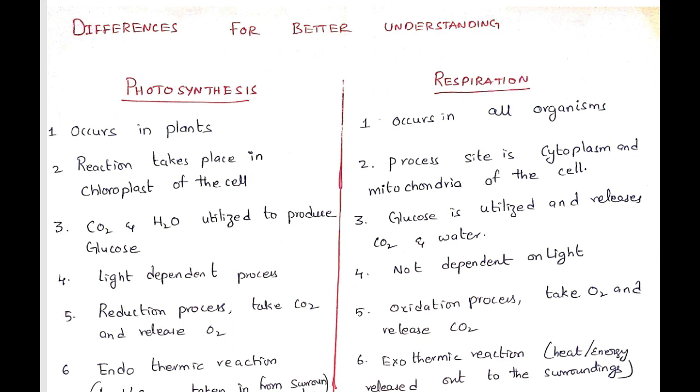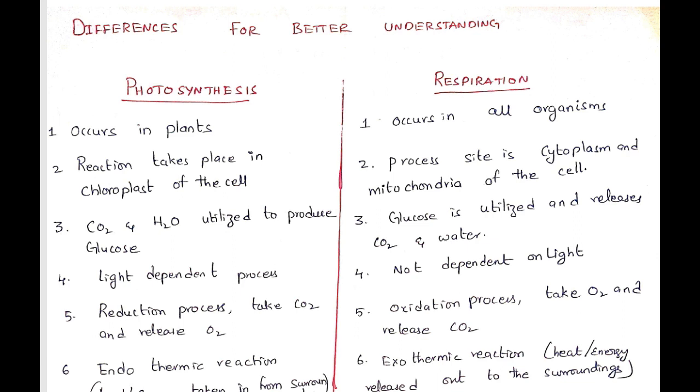And respiration occurs in all organisms, even in plants and animals, friends. Whereas photosynthesis reaction takes place in chloroplast of the cell. The site of respiration is cytoplasm and mitochondria of the cell. If you remember in the lecture of the cell and its structure, we have clearly shown what is cytoplasm and mitochondria, friends. At that site of cytoplasm and mitochondria, respiration takes place, that is cellular respiration.